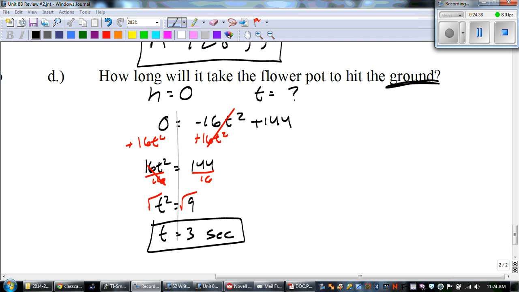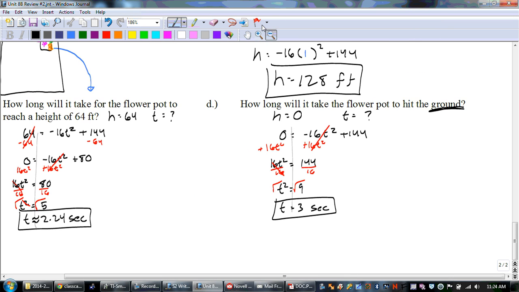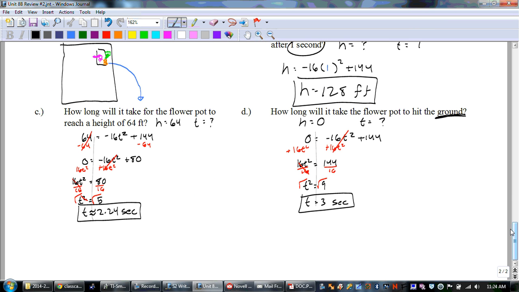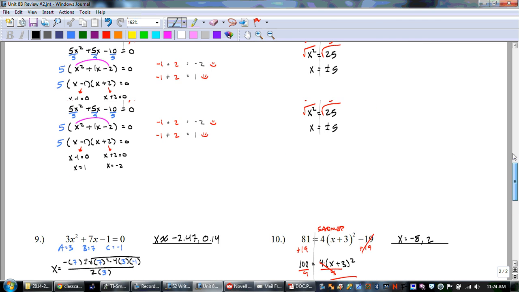Okay, well that's everything for the Unit 8B review number 2. This is pretty much a practice test. Okay, your test tomorrow is going to look very similar to this.